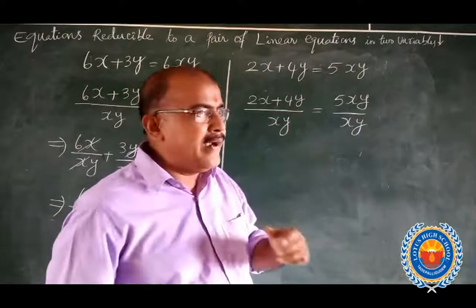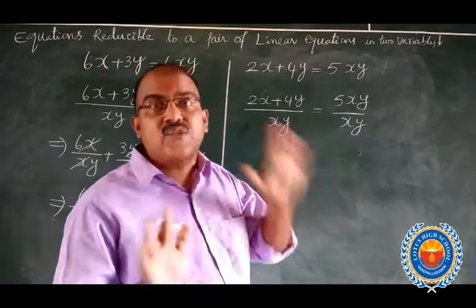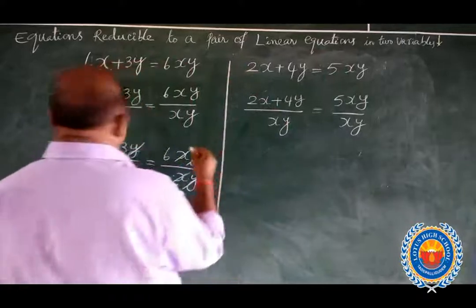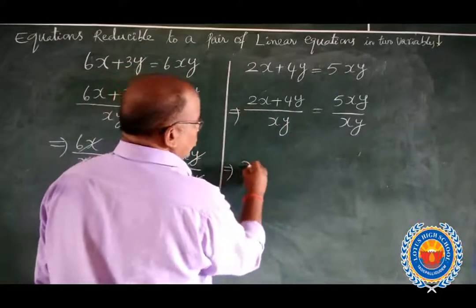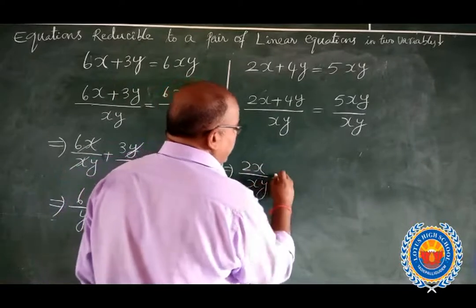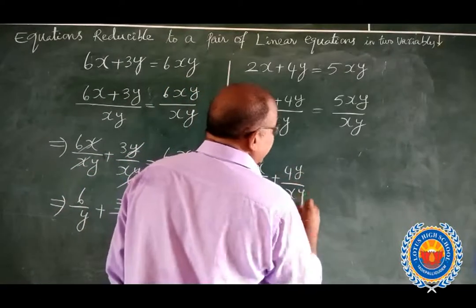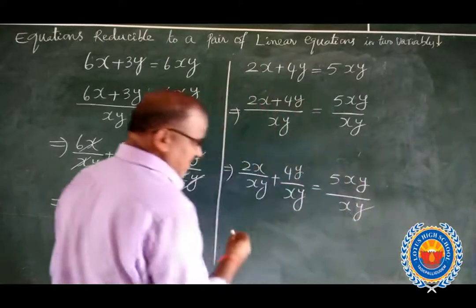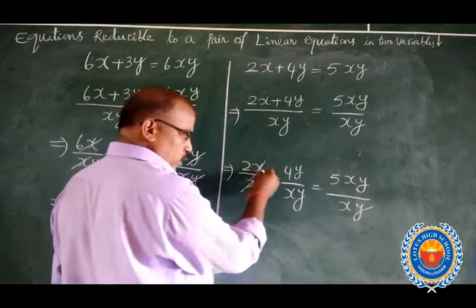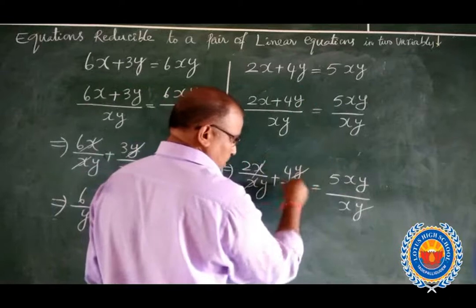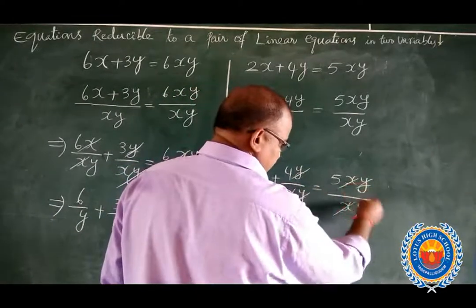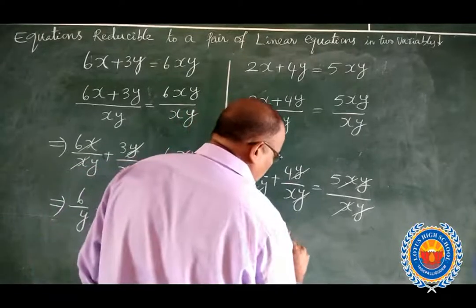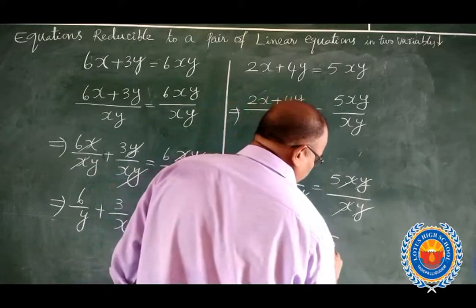That's what I divide in LHS and RHS with xy, because of this xy. So here also, this implies 2x by xy plus 4y by xy is equal to 5xy by xy. Here x and x will be cancelled, and y and y will be cancelled. That implies 2 by y plus 4 by x is equal to 5.